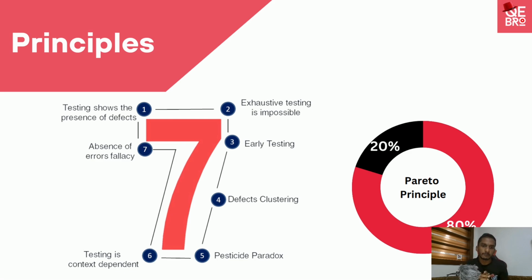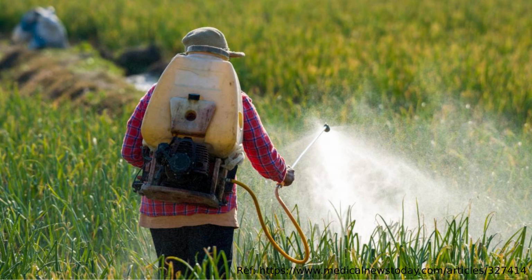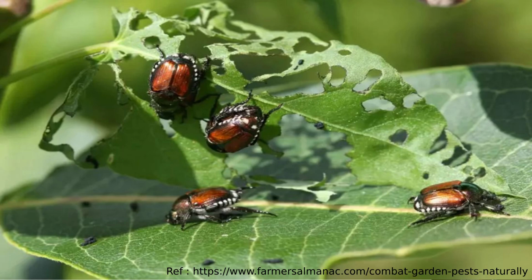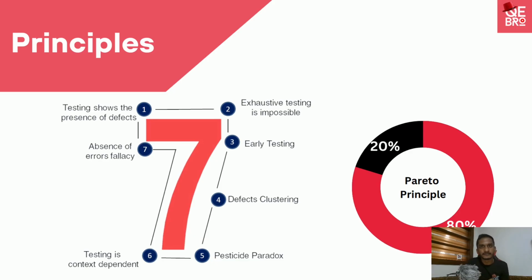Then the next one is called the pesticide paradox. I hope you know about pesticides. When we do farming, when we put fertilizers, likewise we use pesticides to get rid of the bugs, the actual bugs, not the software bugs. But let's say for a couple of years we are using the same pesticide, then these bugs will get used to that. So there's no point in applying the same pesticide over and over, because now the bugs are used to it, and there is no effect on them.